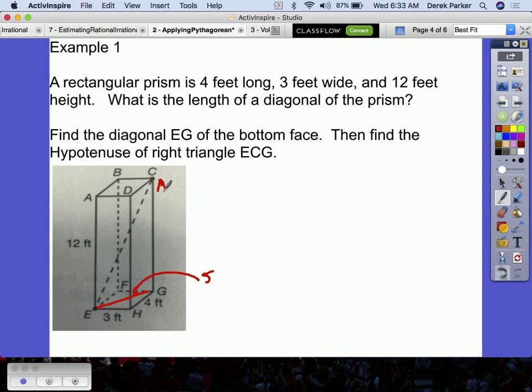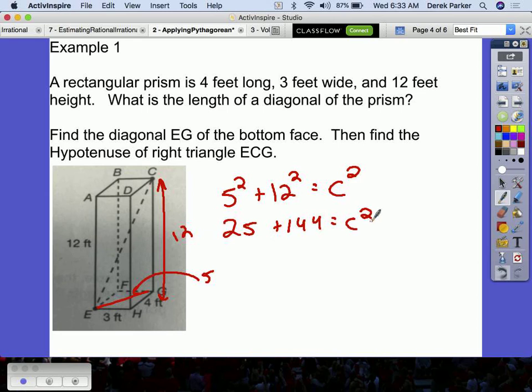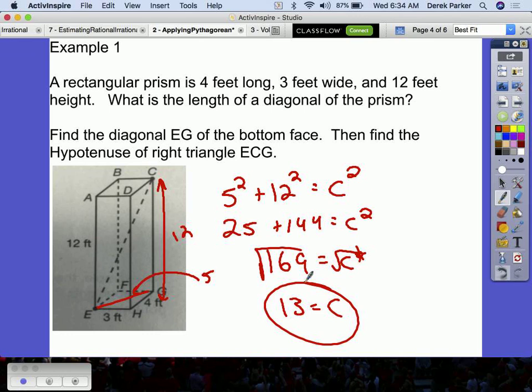The height is 12, so I'm going to plug that in. 5 squared plus 12 squared equals C squared. And C is EC here. And I get 25 plus 144 equals C squared. Combine like terms, and I get 169 equals C squared. Solve for C. The diagonal is 13.